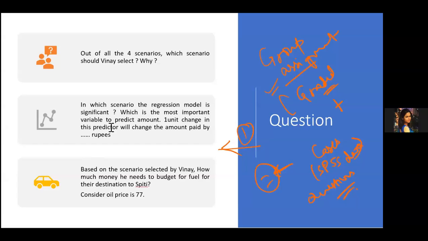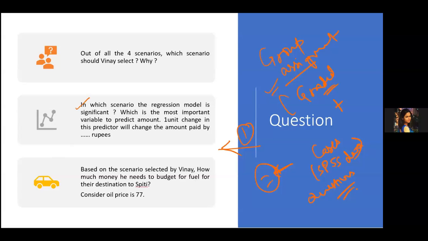Let's look at the questions. Out of all the 4 scenarios, which scenario should Vinay select and why? So you have to tell me what is the problem in each scenario and why Vinay should select it. And you have to write it in terms of predictors: the dependent variable was this, whether it is able to predict or not, what the first table is telling, what the second table is telling. You have to read the data like we discussed in class today. In which scenario the regression model is significant, which is the most important variable to predict amount.